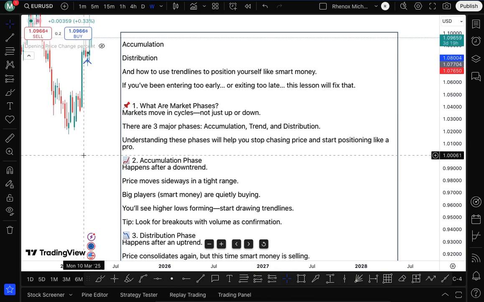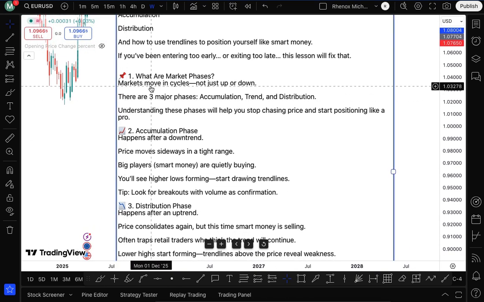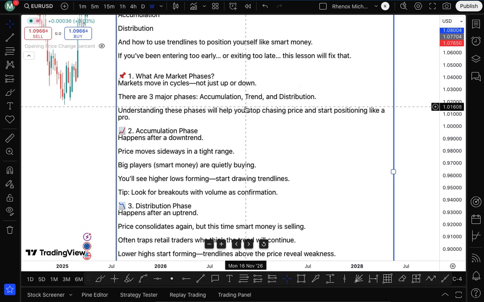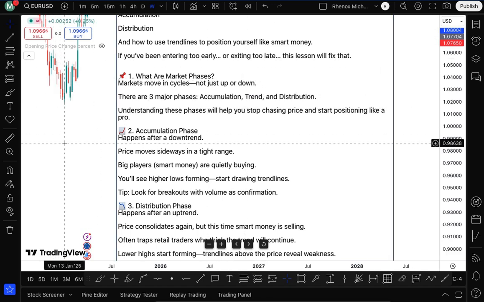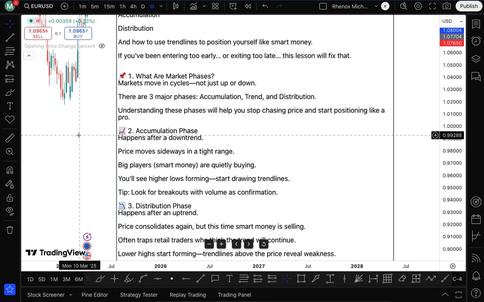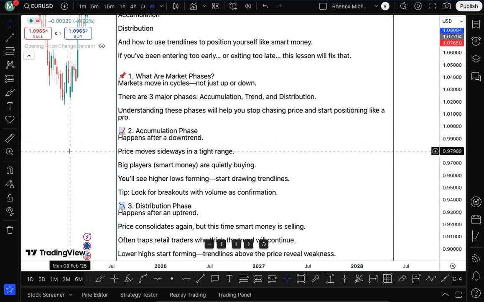Alright, now what are market phases? Markets move in cycles, not just up and down. They move in cycles, more like in a consolidation. You know, price just goes all the way up, comes back down, you know, break of structure, a retest. Price doesn't just move in the same direction all the way like that, you understand? We always have a comeback, probably a short-term or a long-term comeback, a breakout, all that. But in the long run, price keeps moving.